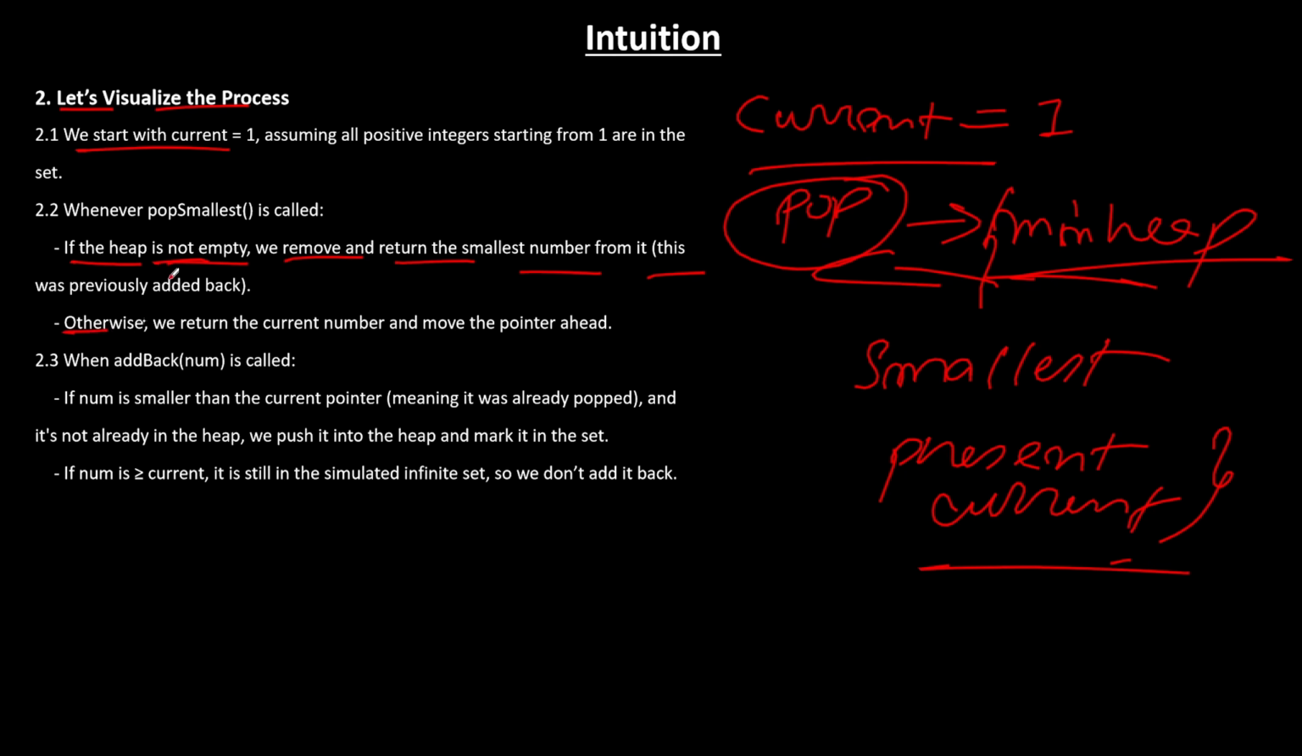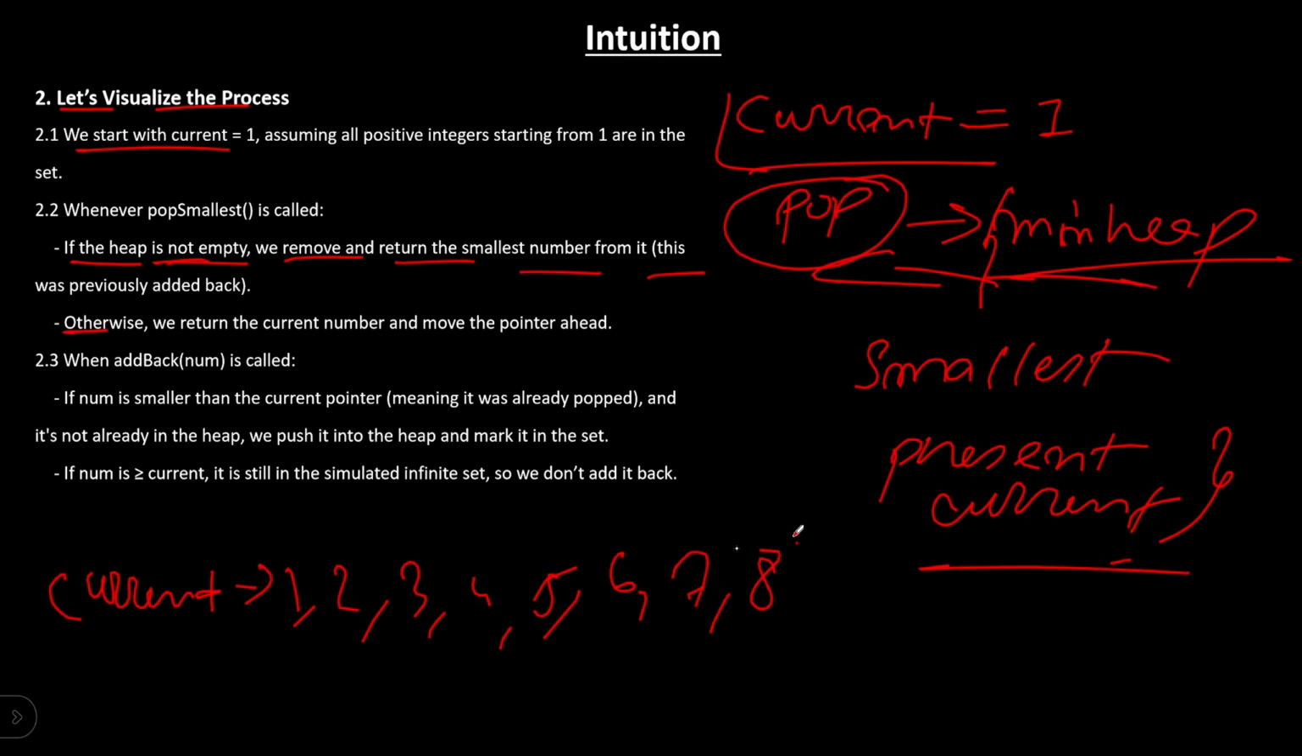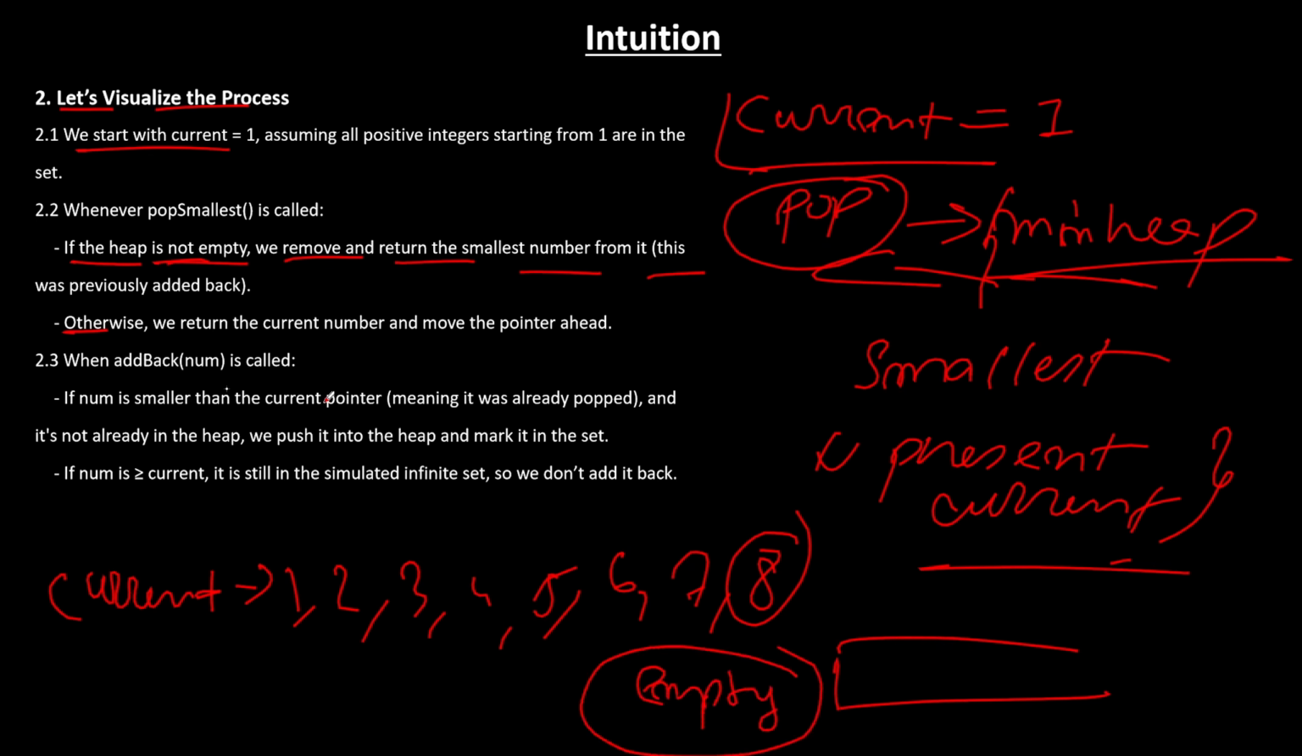Now, otherwise, if the min heap is empty, what do we do? If you remember, we have taken the current count, which goes from 1 to infinity. Suppose we have 3, 4, 5, 6, 7, 8, and we're standing at 8, and we see that the heap we had is empty. Now what? It's simple: we return the current number and move the pointer ahead.